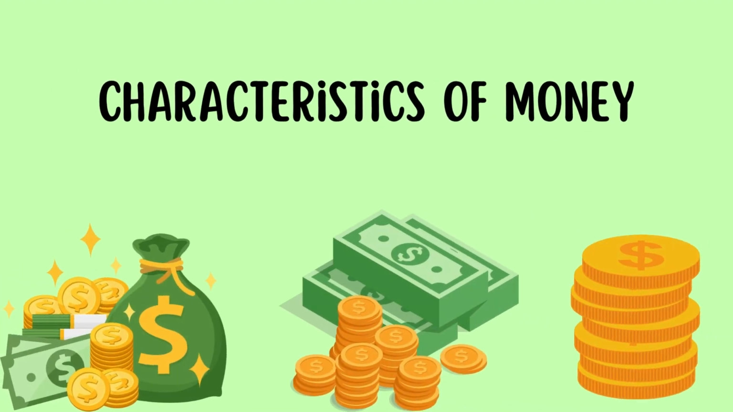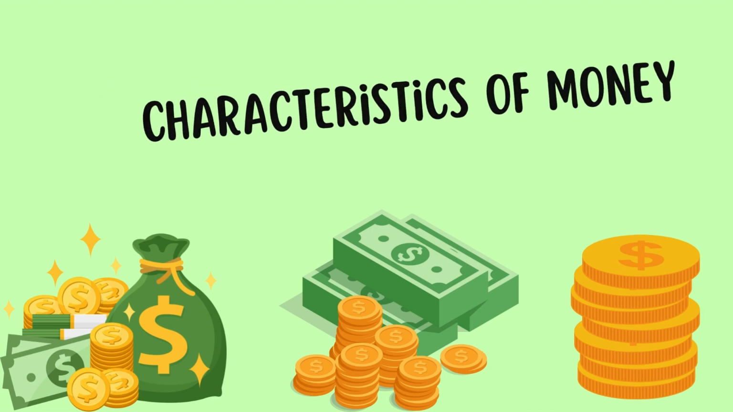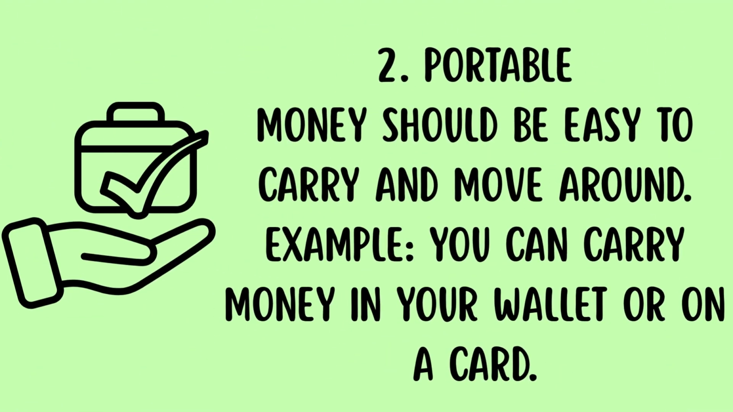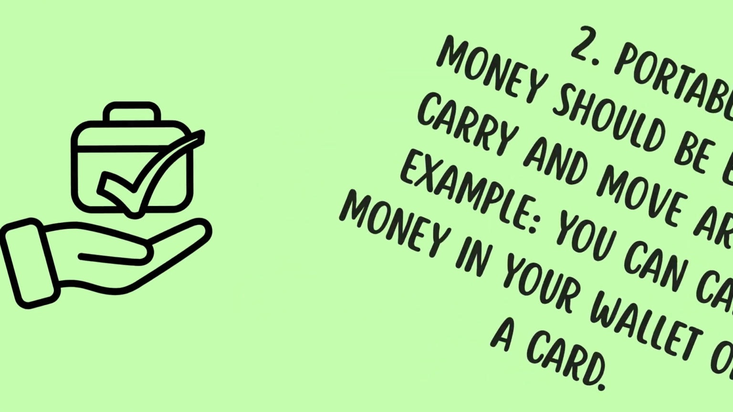These are distinguishing traits about something. The characteristics of money are: money must be durable. Money must last a long time without wearing out. Example, coins and banknotes are made to survive many uses. Money must be portable. Money should be easy to carry and move around. Example, you can carry money in your wallet or on a card.